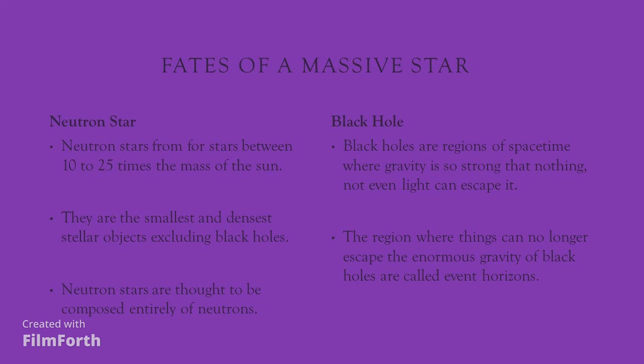Now, on the other hand, if it's even bigger, it can become what's called a black hole. And black holes are regions of space-time where gravity is so strong that not even light can escape it. So nothing can escape the gravity of a black hole. Okay? Now, the region where things can no longer escape under the enormous gravity of a black hole are called event horizons. Okay, so once something passes the event horizon, it is doomed to be sucked into a black hole.